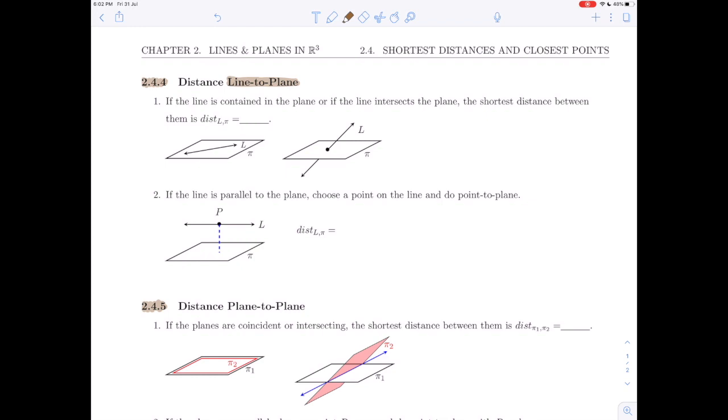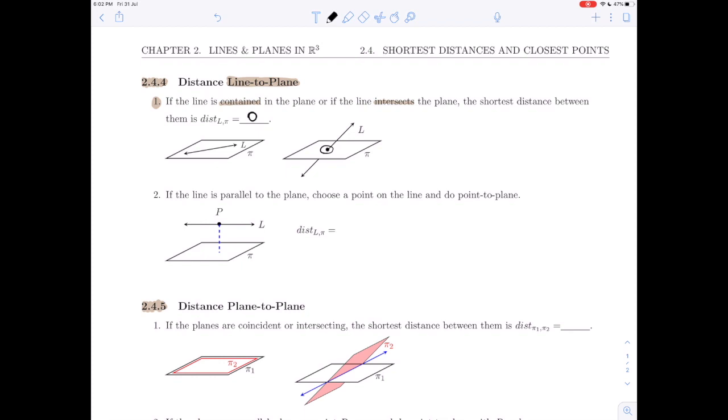The first possibility to consider here is if the line is contained in the plane or if the line intersects the plane. Then the shortest distance between them, the distance from the line L to the plane pi, is 0. Obviously, if it's in the plane, then all points have 0 distance, and the shortest distance is 0.